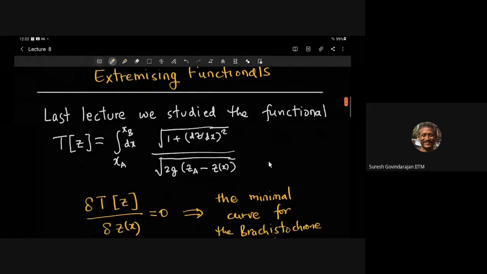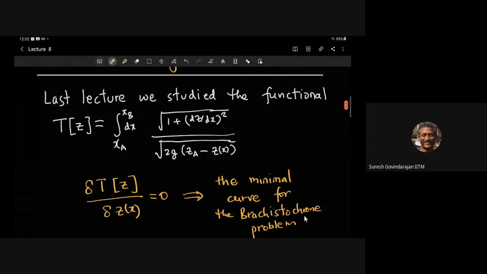So for instance, we wanted to solve the Brachistochrone problem, which was to find the function z of x which takes the least time. There was this time functional that we wrote, and we did some algebra and got this formula. The first step in finding the least time solution is to take this functional derivative and set it equal to 0.